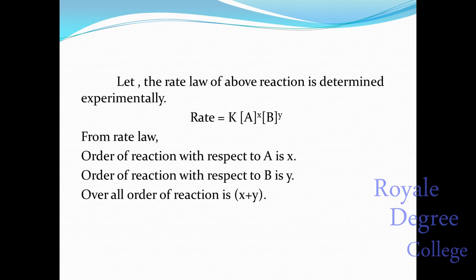Let the rate law of the above reaction be determined experimentally. Rate is equal to K, that is the constant, times the molar concentration of A to the power x, times the molar concentration of B to the power y. From the rate law, the order of reaction with respect to A is x and the order with respect to B is y. So the overall order of reaction is x plus y, adding these two parts. So we'll get the order of reaction.